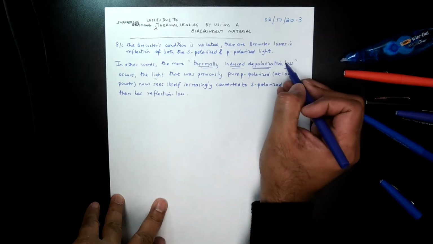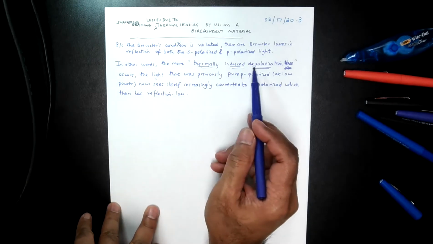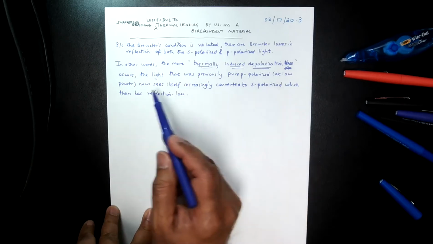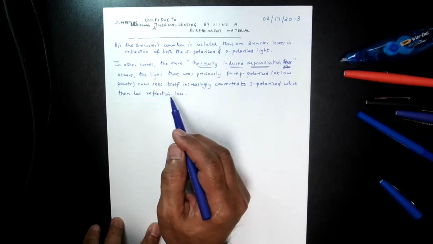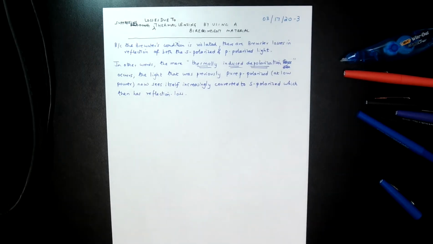So actually, maybe I don't need this word in here. In other words, the more thermally induced depolarization occurs, the light that was previously pure P polarized at low power now sees itself increasingly converted to S polarized, which then has reflection loss. So that's the problem. And how do we avoid this? And the answer is actually quite beautiful. What you do is make the gain medium extremely birefringent. Okay, so that's the idea.